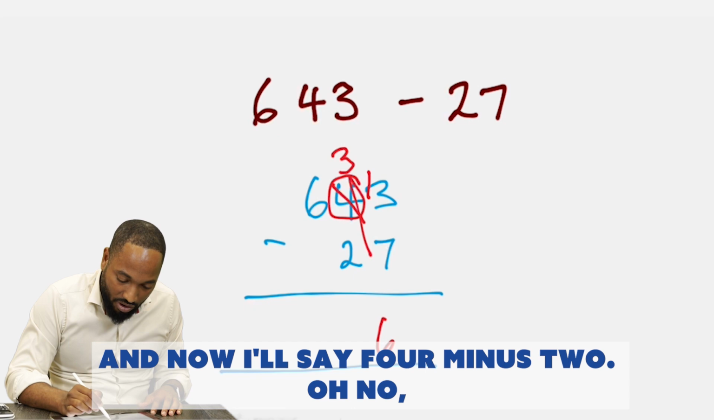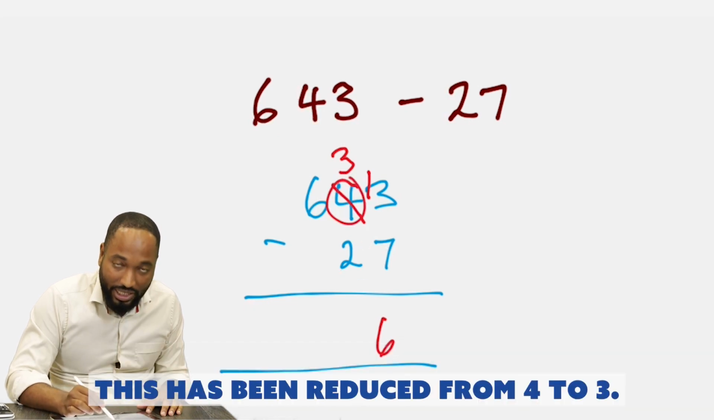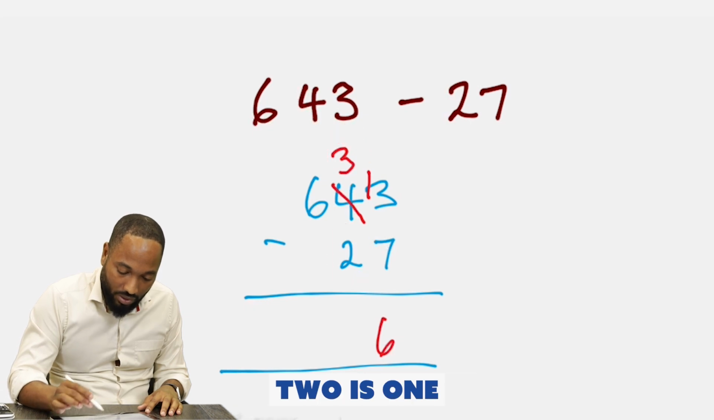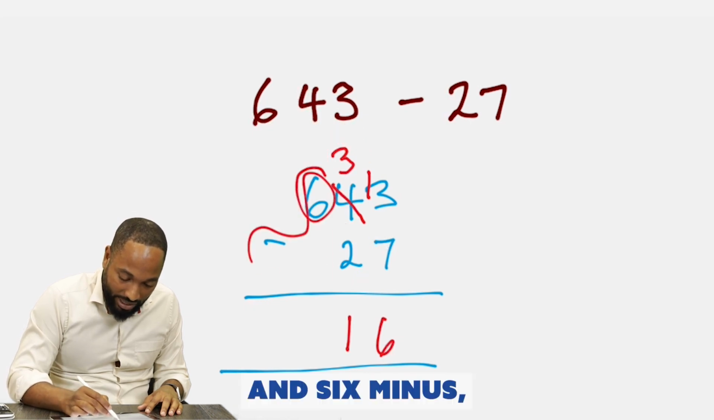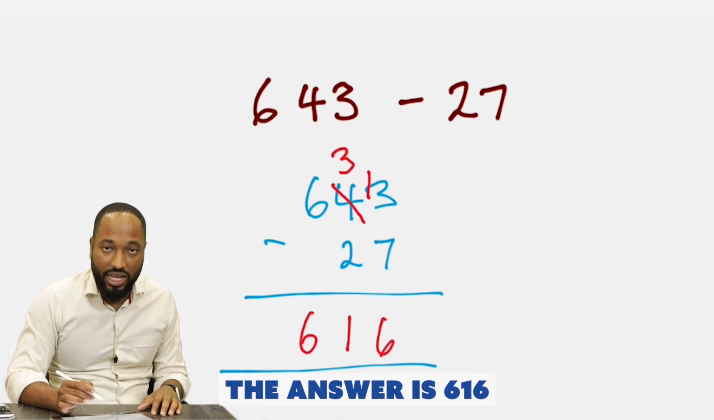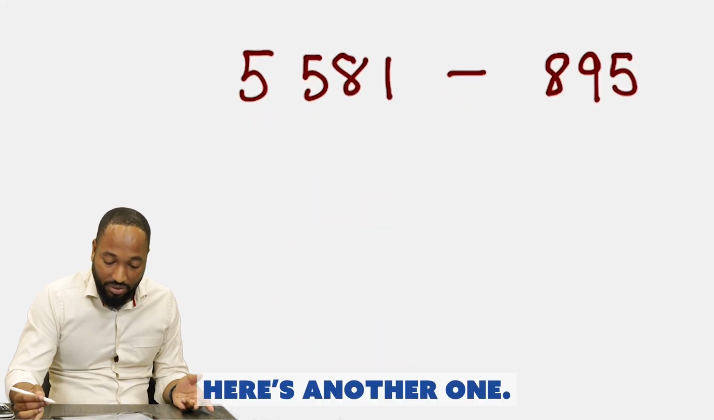And now I'll say 4 minus 2. Oh no, remember, this has been reduced from 4 to 3. So 3 minus 2 is 1, and 6 minus nothing is 6. The answer is 616. Here's another one.